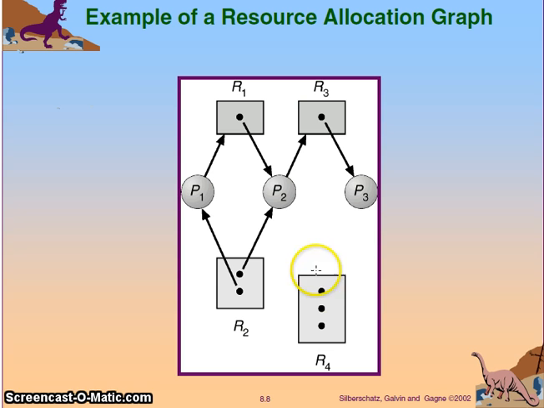Here is an example of a resource allocation graph. We see 3 processes and 3 resources. Resource R1 has 1 instance, resource R3 has 1 instance, and R2 has 2 instances. Each of the processes P1, P2 and P3 is holding some of the instances of the resources R1, R2 and R3.